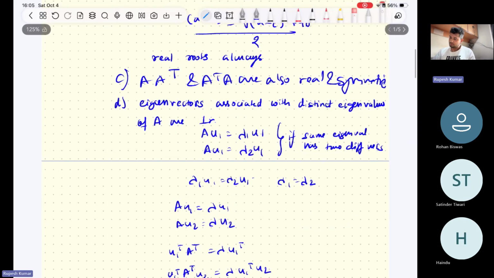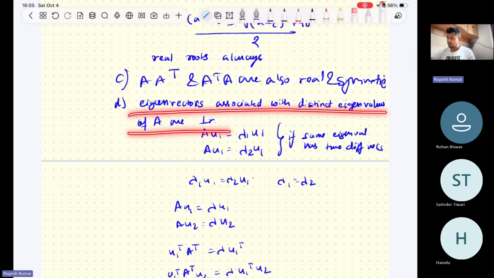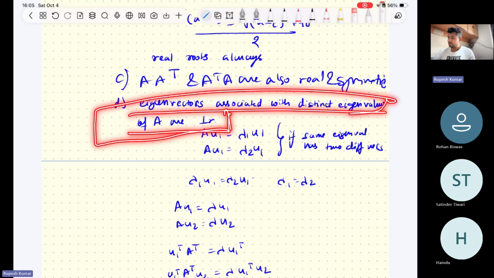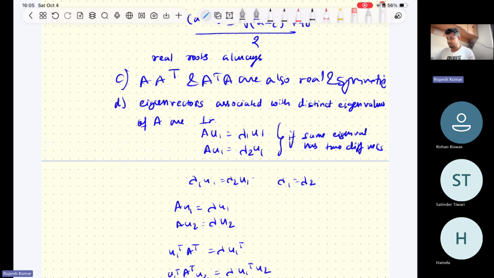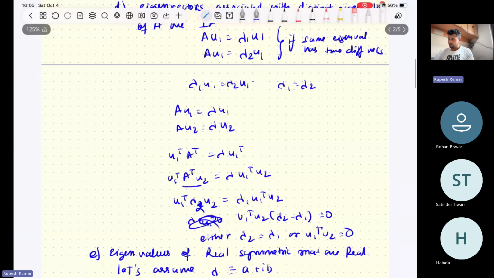Then, eigenvectors associated with distinct eigenvalues: if A is a square symmetric matrix, eigenvectors will be perpendicular. They will form an orthogonal space. Is this point clear? Here's a proof also. If you have doubt, then I will go into depth for this. Is this clear, everyone?